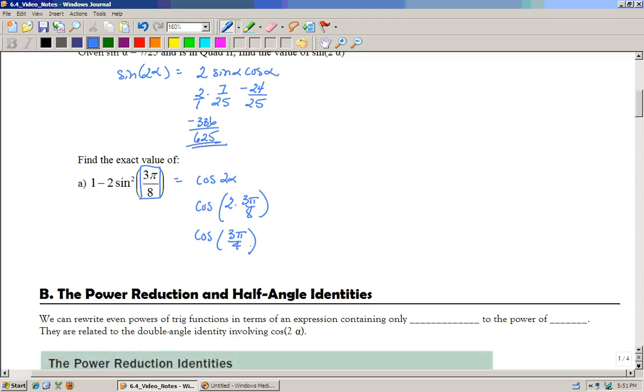3 pi over 4 is in the second quadrant, so cosine is negative. 3 pi over 4 has a reference angle of pi over 4, so that reduces down to negative square root of 2 over 2. And that's it.